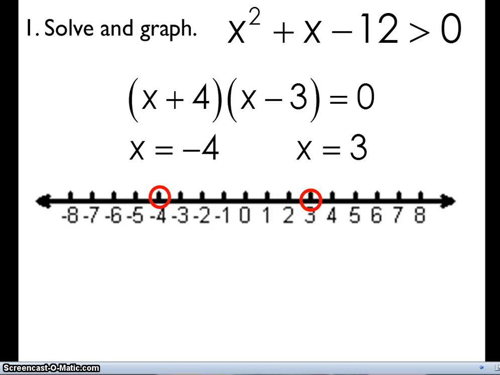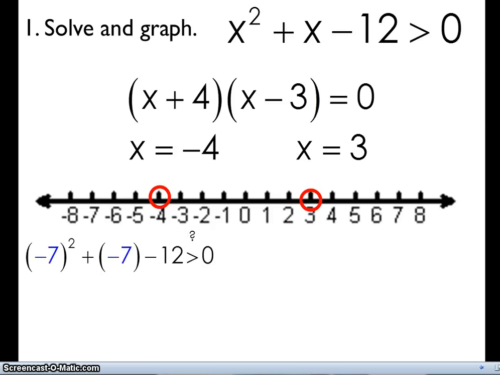Now I have to test something in each of the 3 zones. I have a left zone, a middle zone, and a right. You've got to pick any number in those zones. You are not allowed to choose the numbers that we have plotted on the number line. So I've chosen this one.